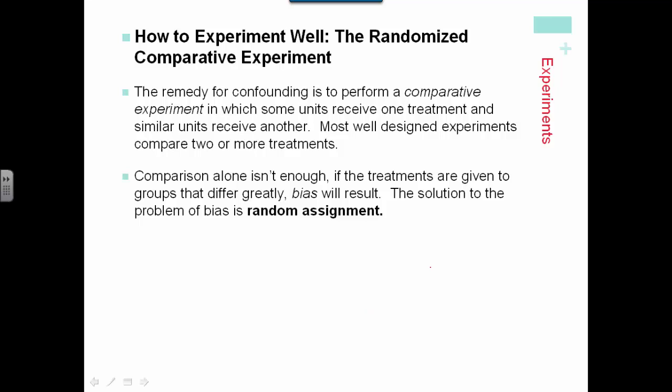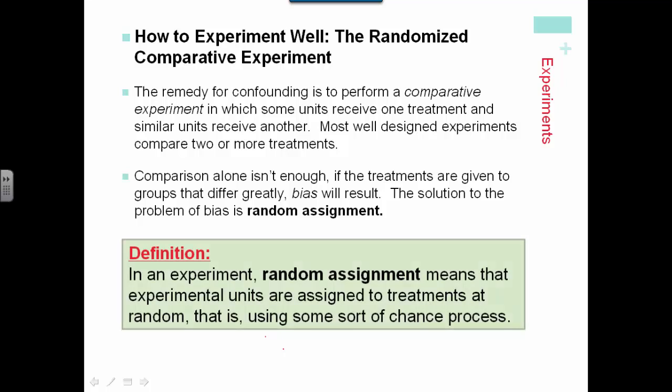The remedy for confounding is to perform a comparative experiment in which some units receive one treatment and similar units receive another. Most well-designed experiments compare one or two treatments. Comparison alone, though, isn't enough. If the treatments are given to groups that differ greatly, bias will result. The solution to the problem of bias is random assignment.